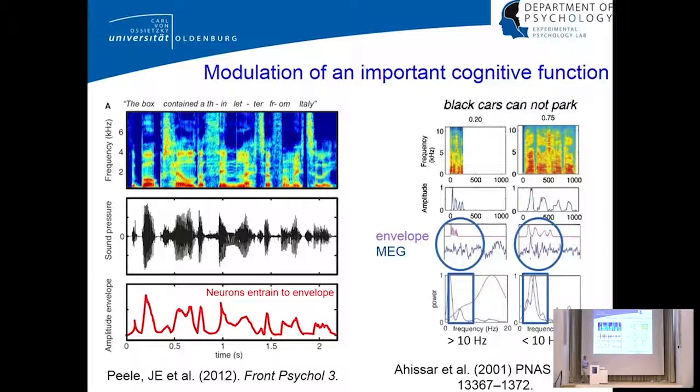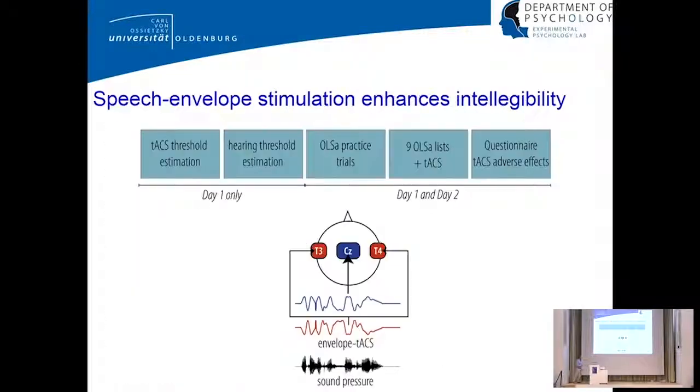And then we thought, okay, since we can not only stimulate with sine waves, we try to use the envelope. We had a bunch of sentences, as I'll show in a minute. We extracted the envelope and then tried to stimulate that electrically at the same time as we presented the auditory sentences, as I'll show you here.